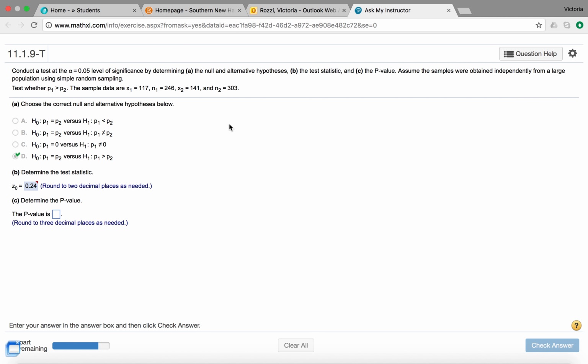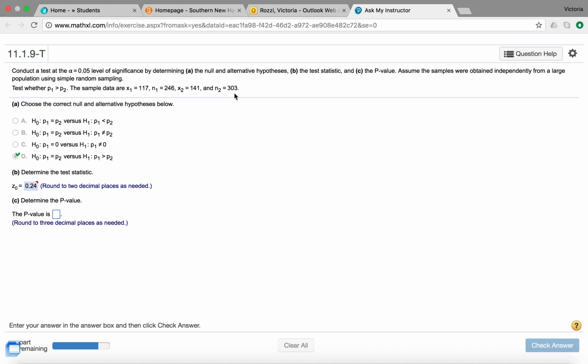Okay, so we're going to conduct a test at the alpha equals 0.05 level of significance. First determine the null and alternative hypothesis, the test statistic, and the p-value. Assume they were obtained independently from a large population, random sampling, and we're testing whether p1 is greater than p2. Our sample data is x1 equals 117, n1 equals 246, x2 is 141, and n2 is 303.